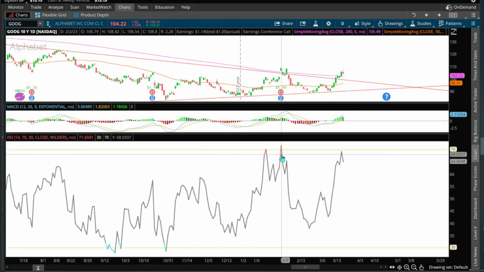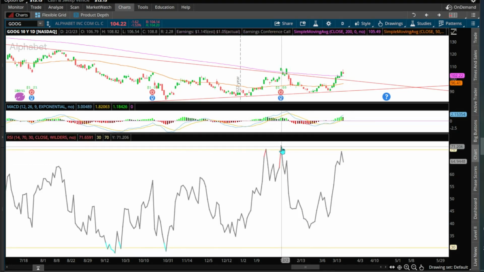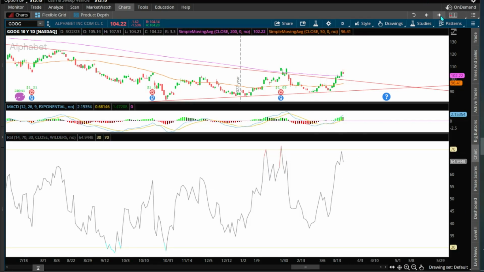Is it going to pull back? Possibly, because it did that last time as well. Last time we were at around 72-ish RSI, and then we literally pulled all the way back to 38. So are we going to do that again? Possibly. So we'll kind of see how that plays out.